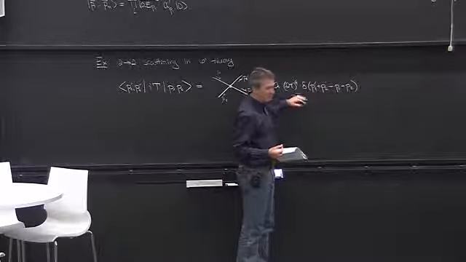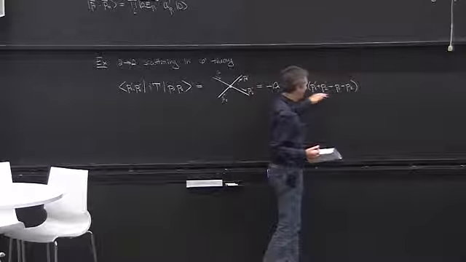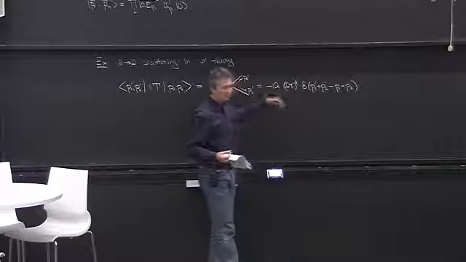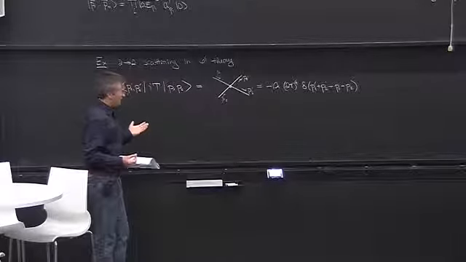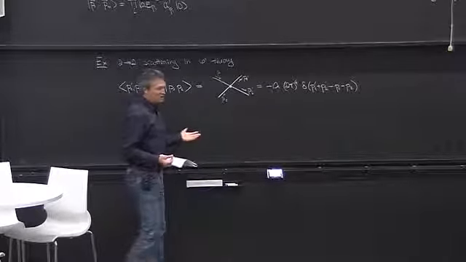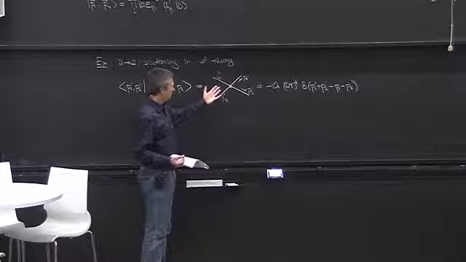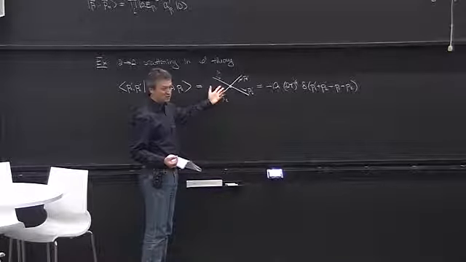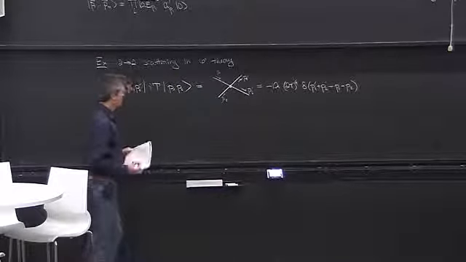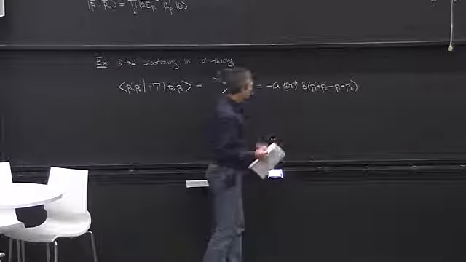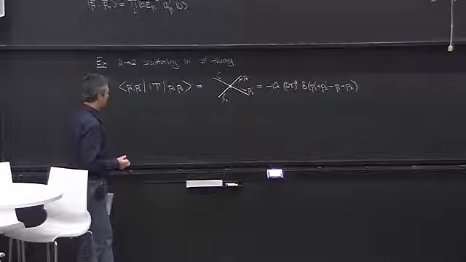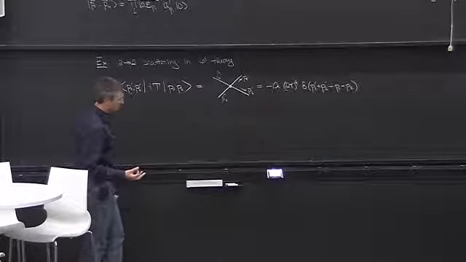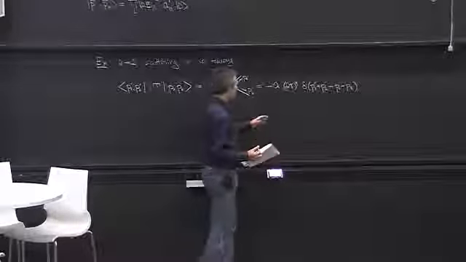So whatever amplitude you calculate, it will be multiplied by such a delta function just because of energy and momentum conservation. And, well, the Feynman rules are consistent with the conservation laws. So this will always appear. So oftentimes, what is called the amplitude is the coefficient in front.